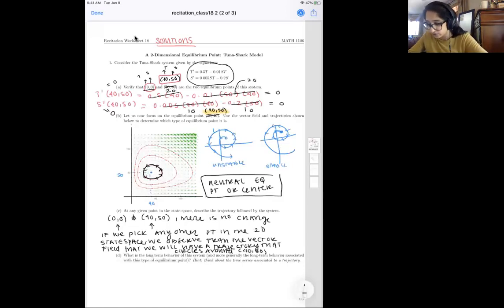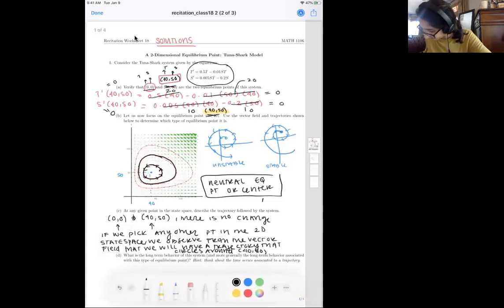So essentially what we talked about in part B, if we are either on 40, 50 or 0, 0, there is no change in the system. However, if we pick any other type of point, what happens is we're in this constant oscillation or circulation around the equilibrium point 40, 50 from a trajectory perspective. I hope that's clear.